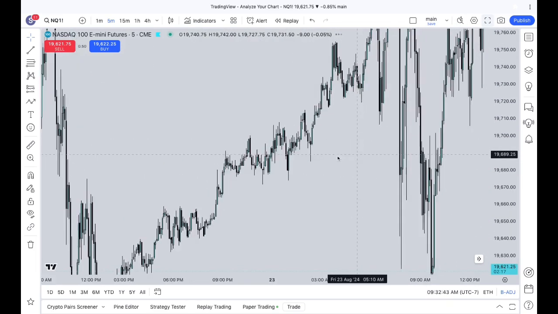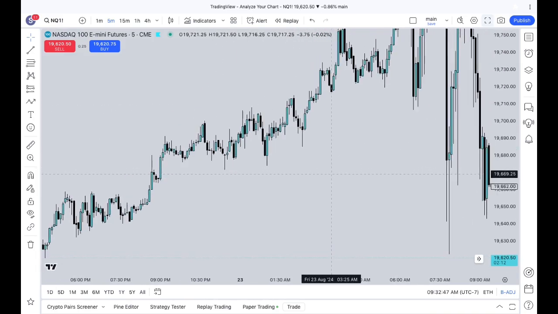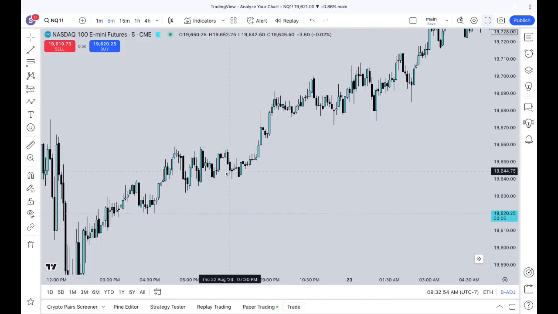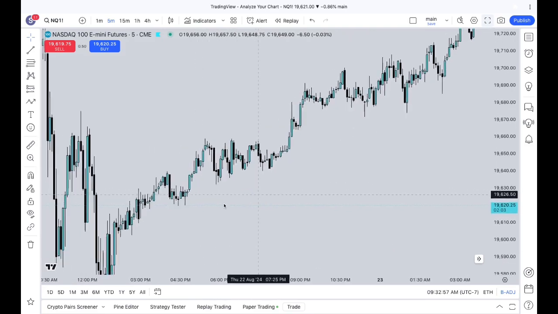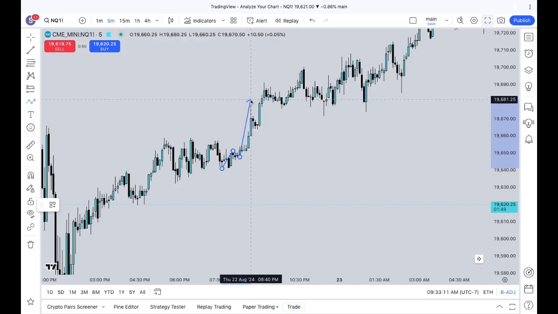Let's start right here. Actually, we can start lower than that. So right here we start off with a low, and then we have a higher high, and then a higher low, and then a higher high, and then a higher low, and then a higher high.